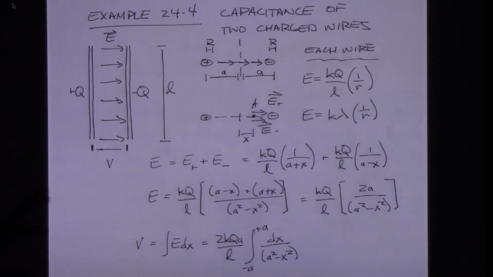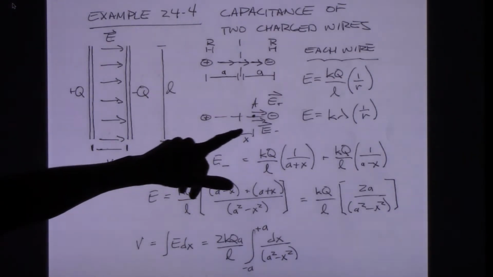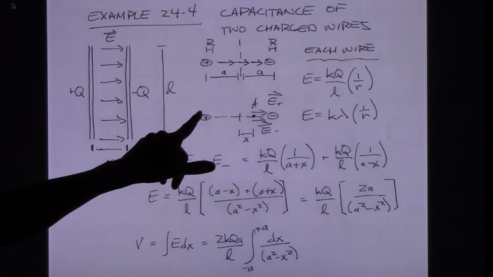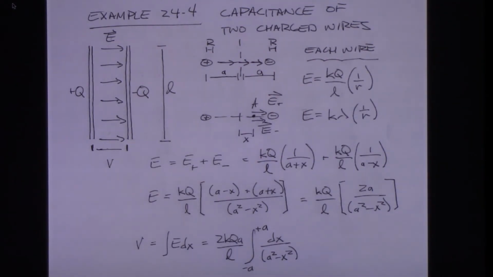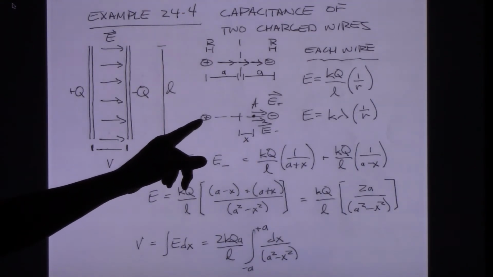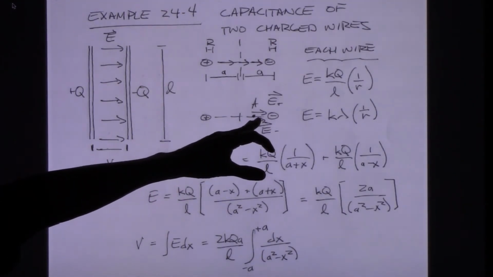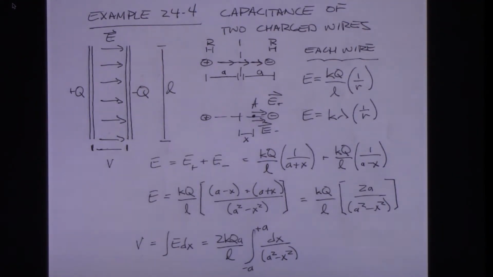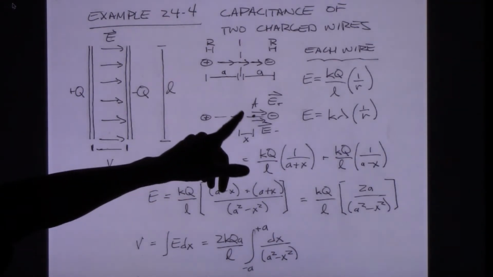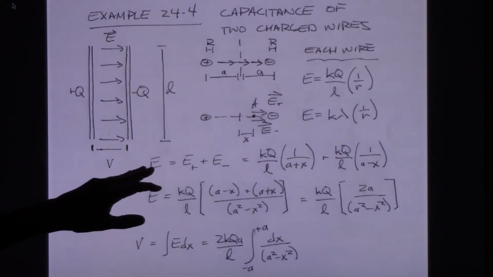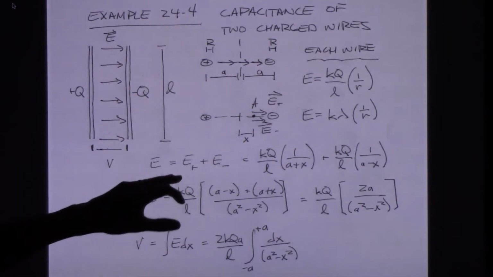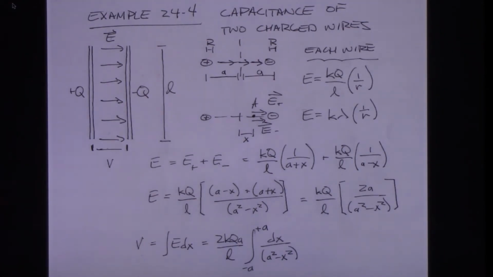Now, the complication here is that at each point, as I go from the positive side over to the negative side, I have two contributions to the electric field. One of those is coming from the plus charge, one is from the minus. Now if I identify a point A, it turns out that both of those contributions are in the same direction, so they're going to add together. So I called the total E field along that path E plus plus E minus: the contribution from the plus wire and the contribution from the minus wire.